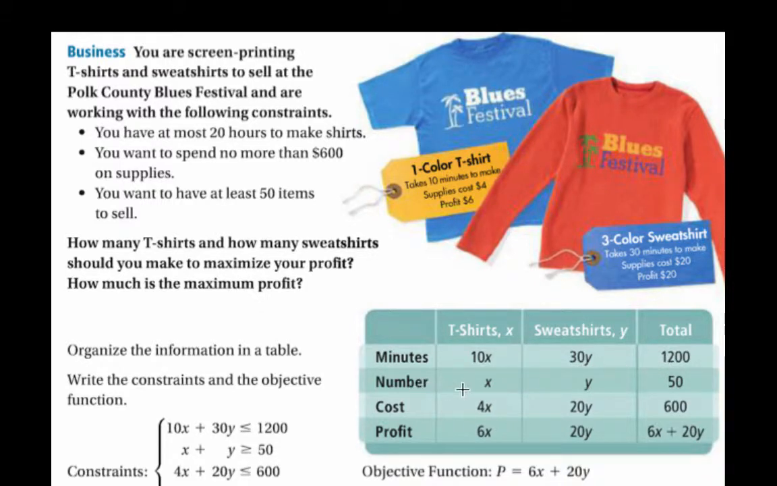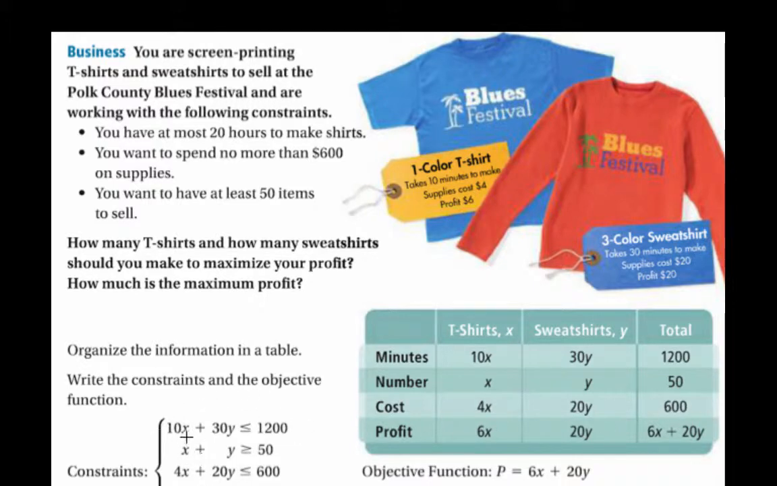All right, we know that when we go to this festival, we want to sell at least 50 shirts, sweatshirts, combination. So we want x plus y to be greater than or equal to 50. Our cost, what do we want to do with cost? We always want to minimize cost, so we want the cost to be at most $600. So $4 it costs us per t-shirt, so 4x plus 20y, because it's $20 per sweatshirt. We want that combination 4x plus 20y to be less than or equal to 600.